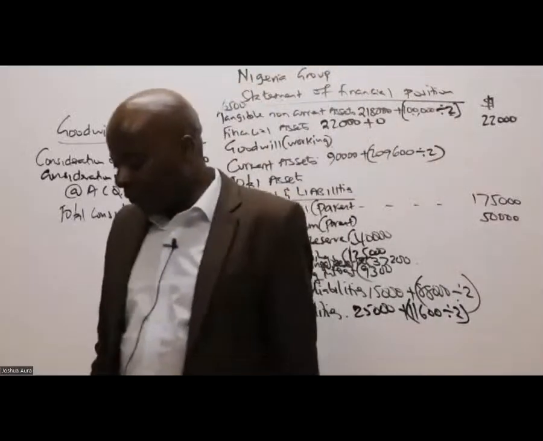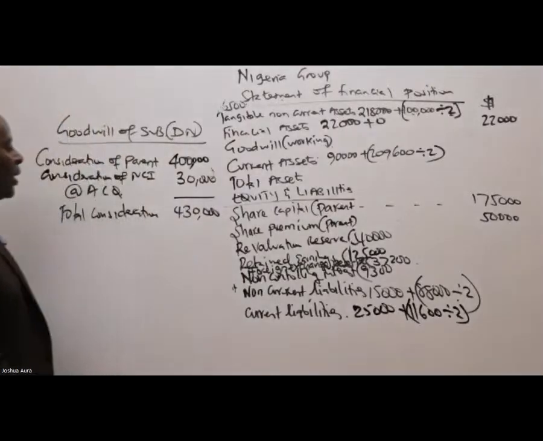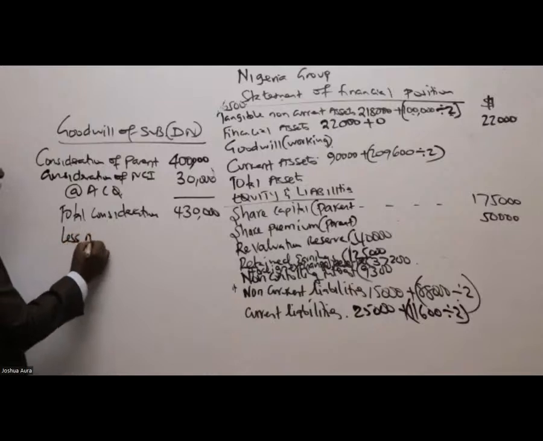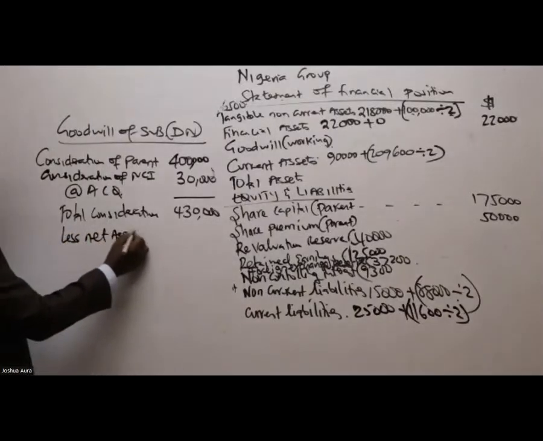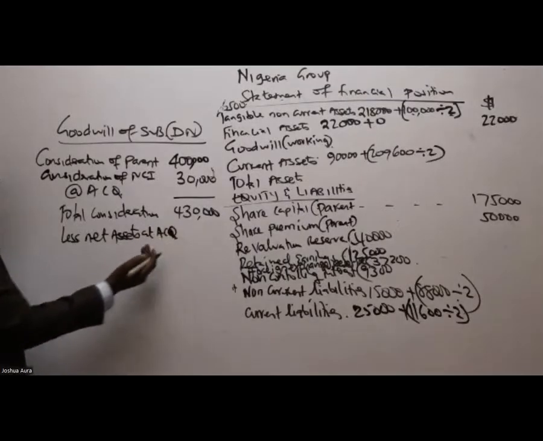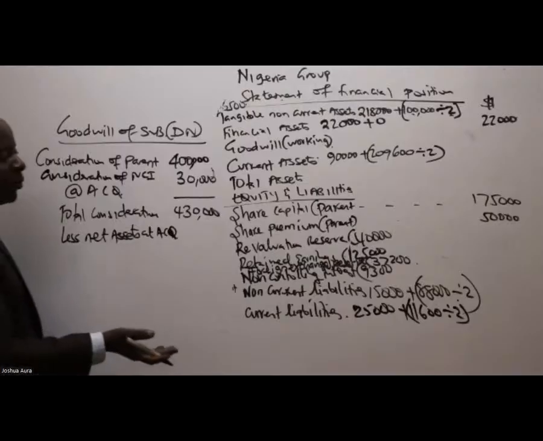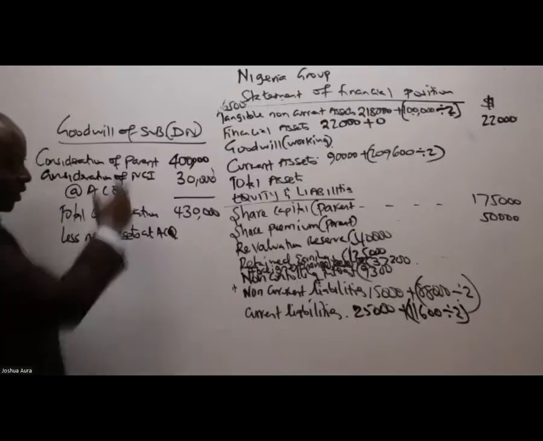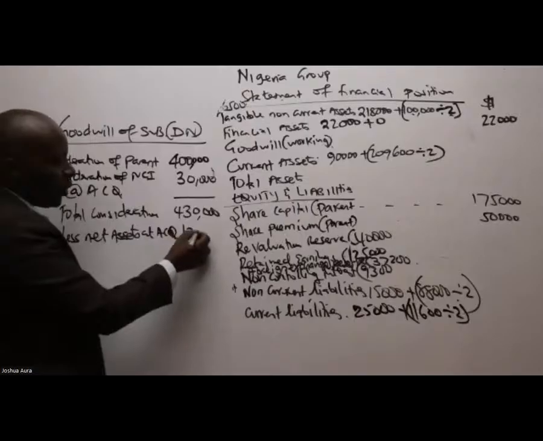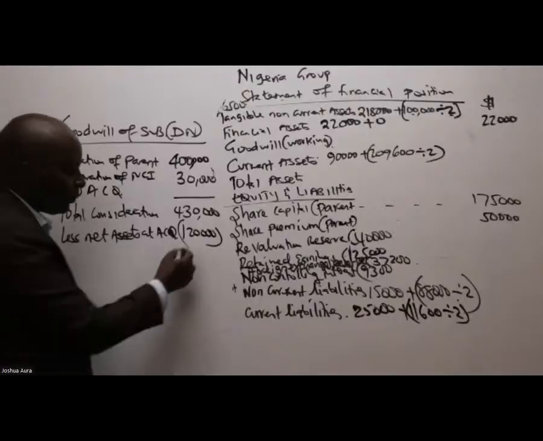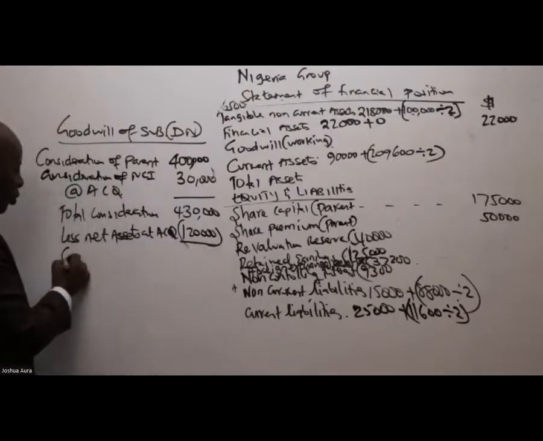Ladies and gentlemen, from there, come and give us the net assets. So less net assets at acquisition. I rubbed my figure a long time ago. Are you able to remember the net assets at acquisition? You have that table up there. Is it 120,000? 120,000. So please subtract.